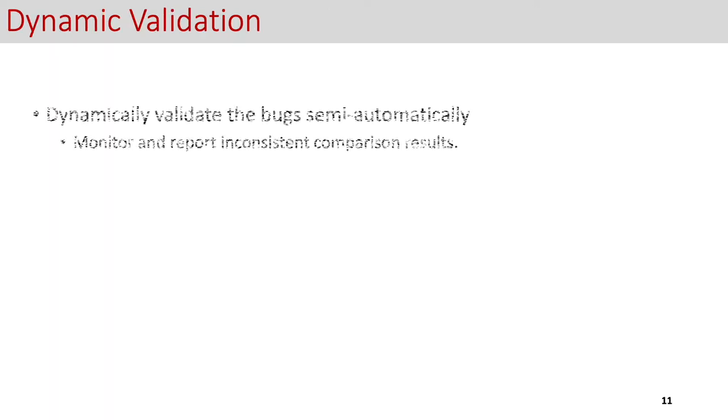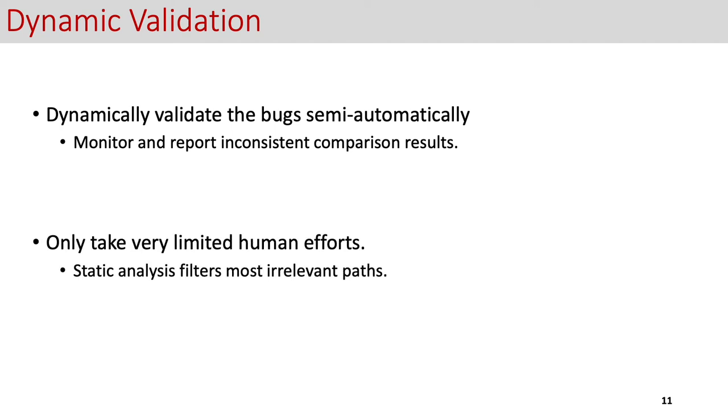We still employ a dynamic analysis to validate the bugs reported in the static analysis. In particular, we check condition 3 by monitoring the execution of the program inside the PHP interpreter, and we report this inconsistent comparison result. Note that since the static analysis has already filtered most of the irrelevant paths, the manual analysis spent on the dynamic validation to construct test cases is very limited.